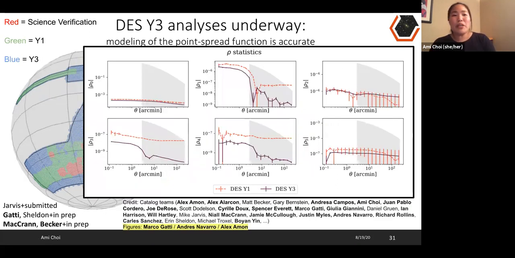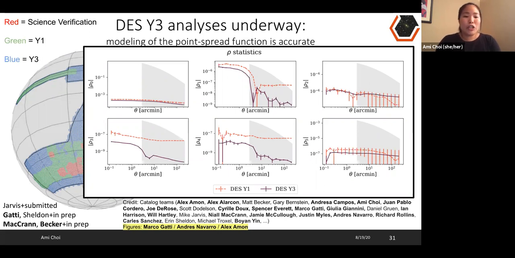We're doing a much better job at modeling the point spread function in Y3 compared to Y1. We're using a software developed primarily by Mike Jarvis, and this is called PIFF, which stands for PSFs in the Full Field of view. This does PSF modeling in sky coordinates, and there's a choice of modeling across a chip or over the full field of view. There are also choices of different interpolation schemes.